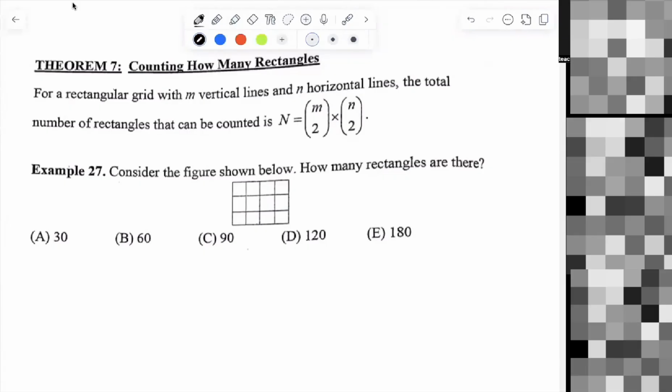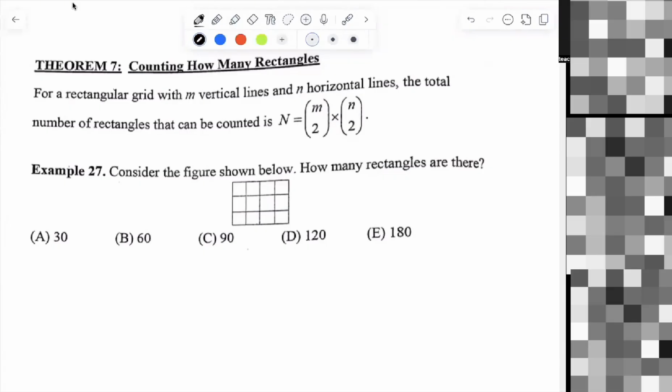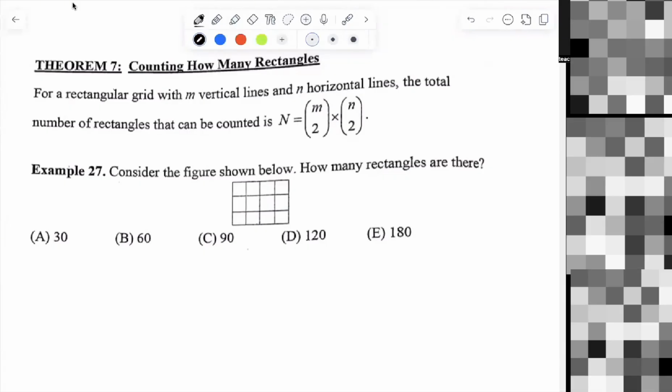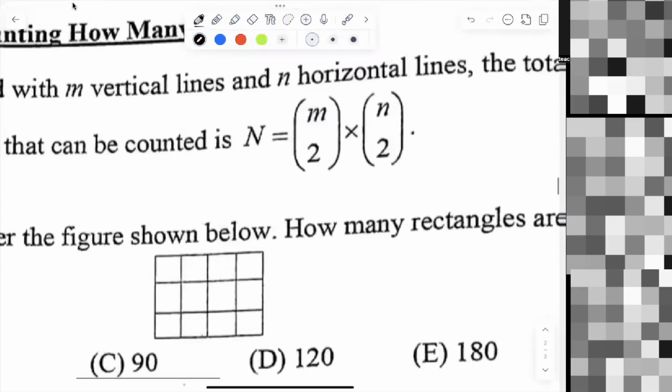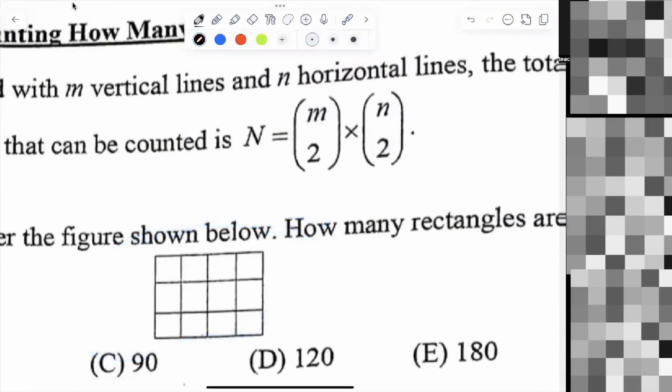Make sure you're reading this. Wait, first let's find the proof. How do we get this? For example, let's take this. This is a picture right up here. There's a picture. This is going to help us.